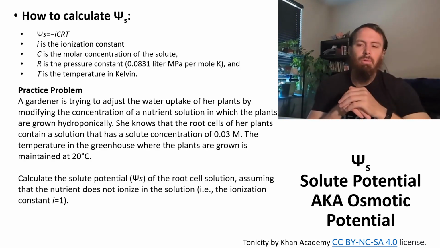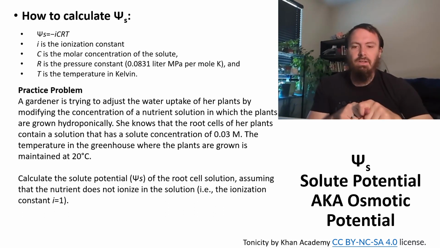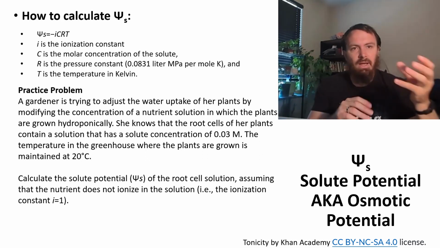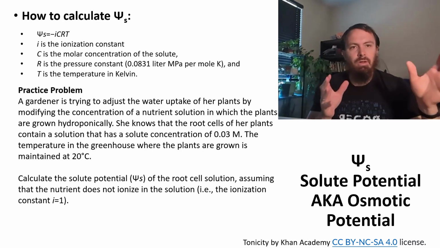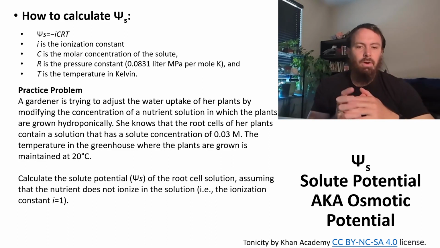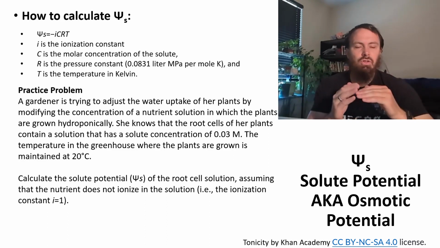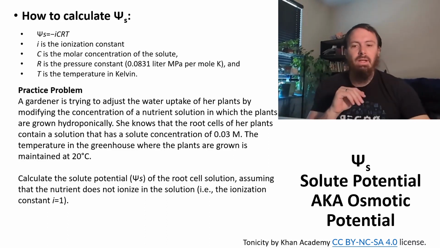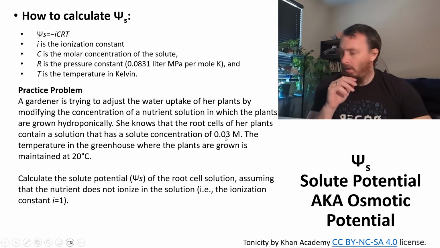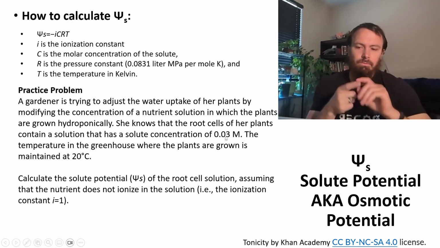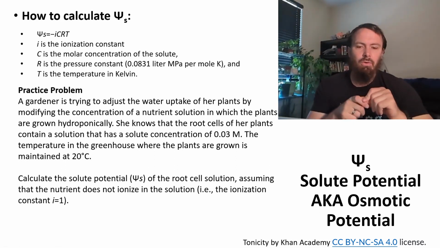So let's go through a practice problem. A gardener is trying to adjust the water uptake of her plants by modifying the concentration of a nutrient solution in which the plants are grown hydroponically. So the plant is in a container of water, and the gardener wants to ensure that the plant's getting enough water. And so she's going to adjust the nutrient concentration to ensure water is moving into the plant. She knows that the root cells of her plants contain a solution that has a solute concentration of 0.03 moles. The temperature in the greenhouse where the plants are grown is 20 degrees Celsius.